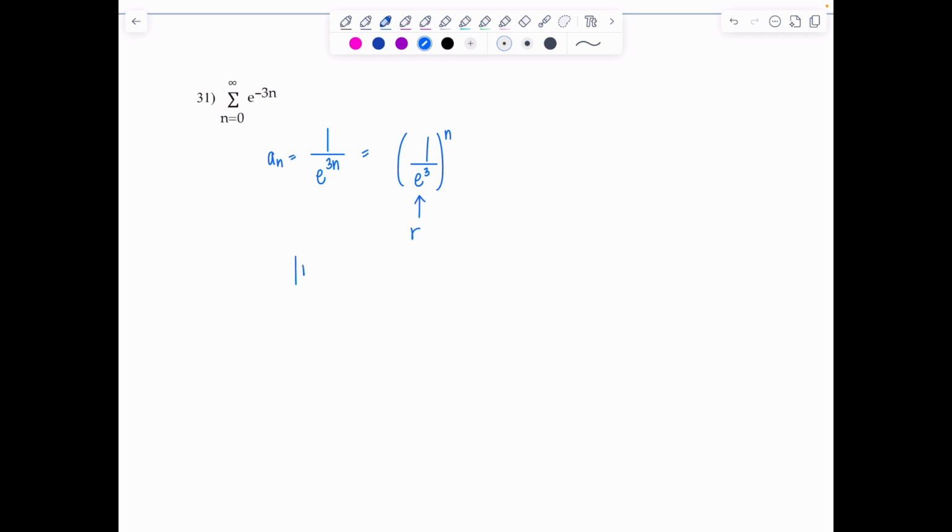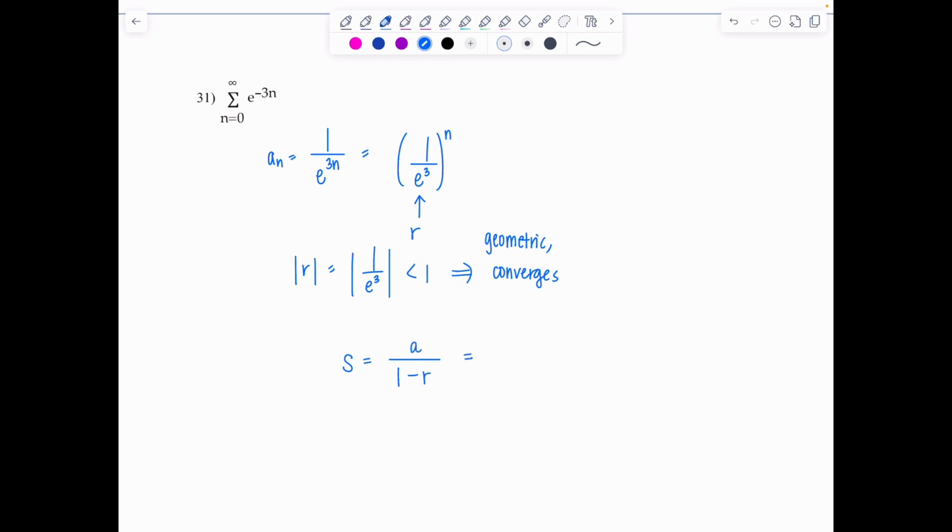Absolute value of r is absolute value of 1 over e cubed, and e is about 2.7. So 1 over that cubed, that's for sure less than 1. So then this guy converges. Let me say it's geometric too. Geometric converges. So the sum is going to be the first term over 1 minus r.